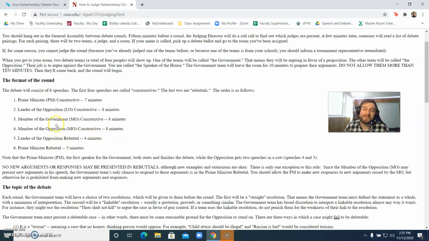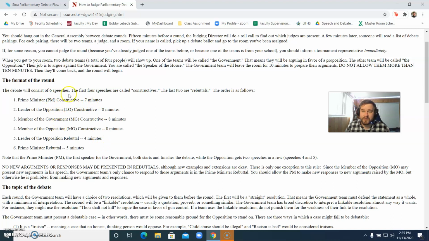So if you have seen policy debate, this isn't unfamiliar to you. But in Parley, you'll see that the opposition or negation has 2 speeches in a row. They have an 8-minute speech and a 4-minute speech. And then you finally have a 5-minute rebuttal.